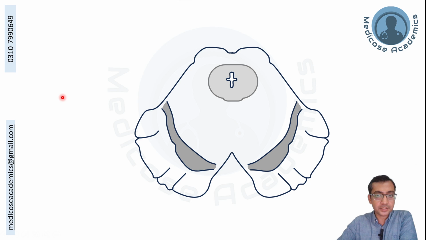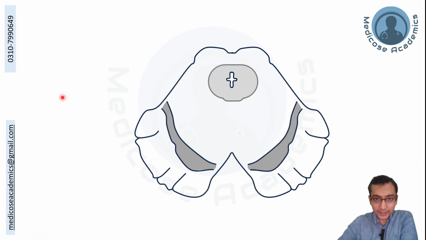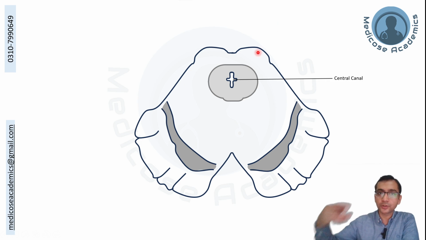So let us start. This is the picture that we are going to be following. This is the cross section of the midbrain, the basic structure that we are going to follow. Two things to keep in mind: the central canal, the aqueduct of Sylvius. Very commonly this name is also used. The aqueduct of Sylvius is the central canal that connects the fourth ventricle below with the third ventricle above.